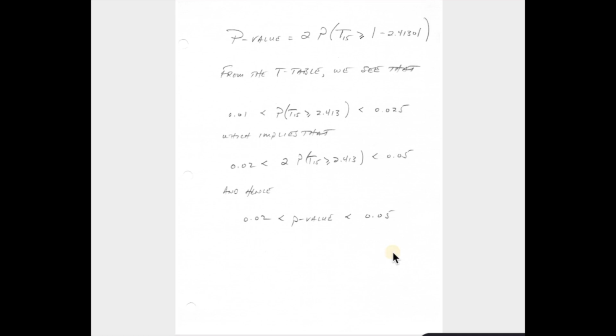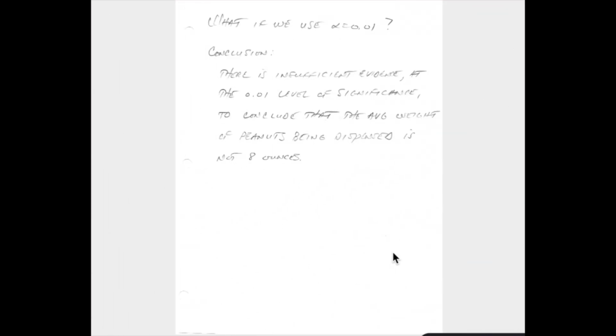All right, now one more question for you here. What if we were to use a significance level of 0.01 instead of 0.05? What would our conclusion be? Well, there are a couple of ways we can approach this. We could look up the critical points for a significance level of 0.01, or we can use the p-value method. And the p-value method is going to be easier here because all we have to do is compare that p-value to the significance level.